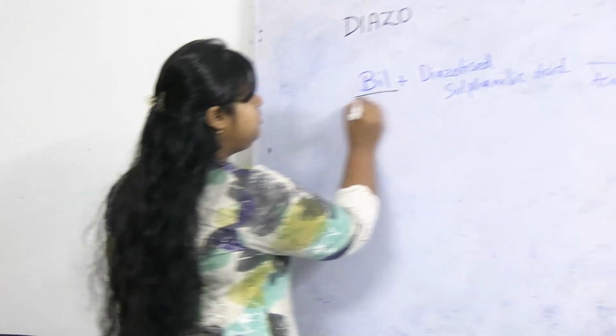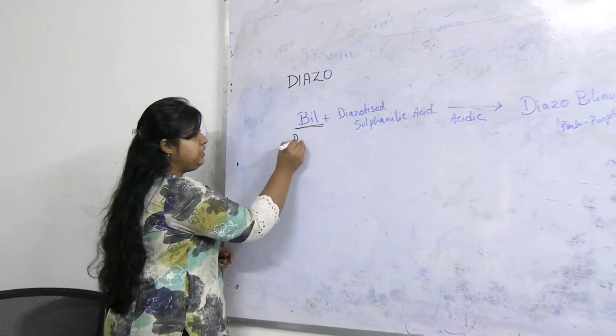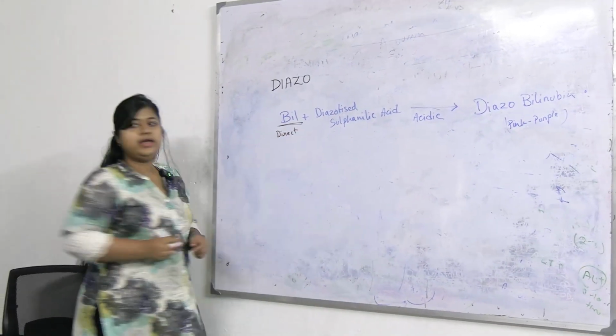Okay, so this is the equation. Bilirubin reacts with diazotized sulfanilic acid in acidic medium to produce the diazobilirubin compound. This diazobilirubin compound is pink to purple in color. Now, one thing: this bilirubin is direct bilirubin.